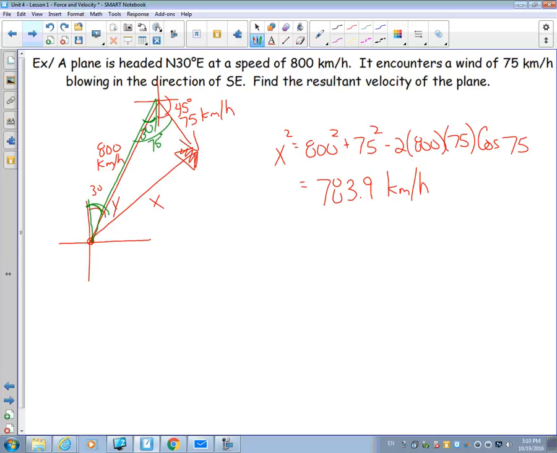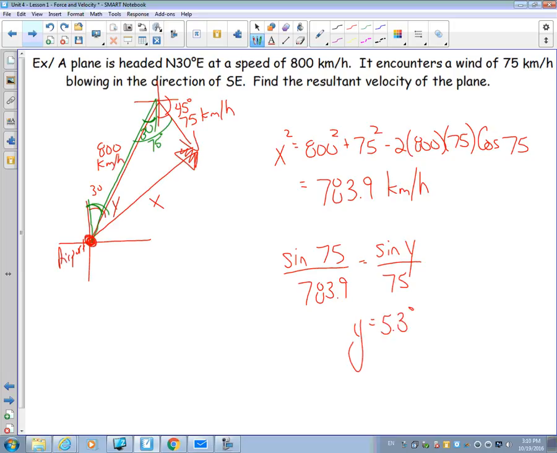If I want to find the angle I'm going at, to find angles, use the sine law. So we match up the things we know. We know sine of 75 has to go with the 783.9 we just found out. And I want to find angle y. So that's going to go with the 75 kilometers an hour. And the reason I want to find y is, we go back to the initial part of the question where the plane was leaving from the airport, the starting point right there, if you will. So we want to know our difference from there. Cross multiply and solve that. And hopefully you guys will get y equals 5.3 degrees.